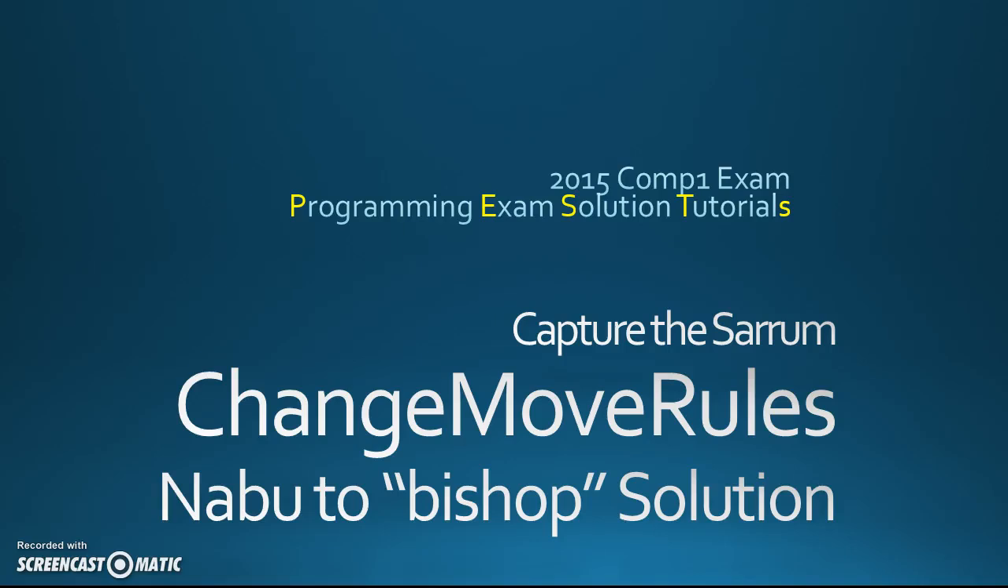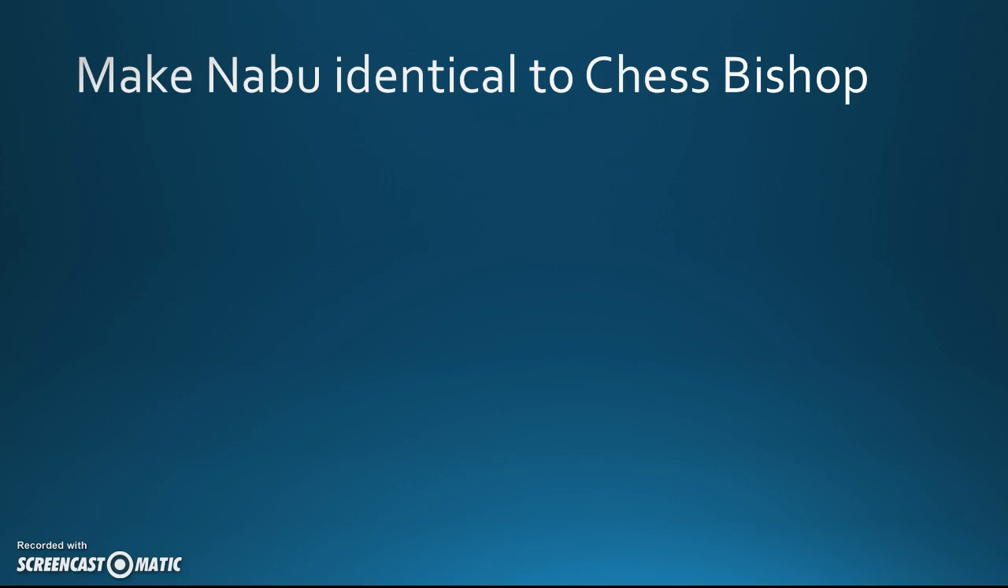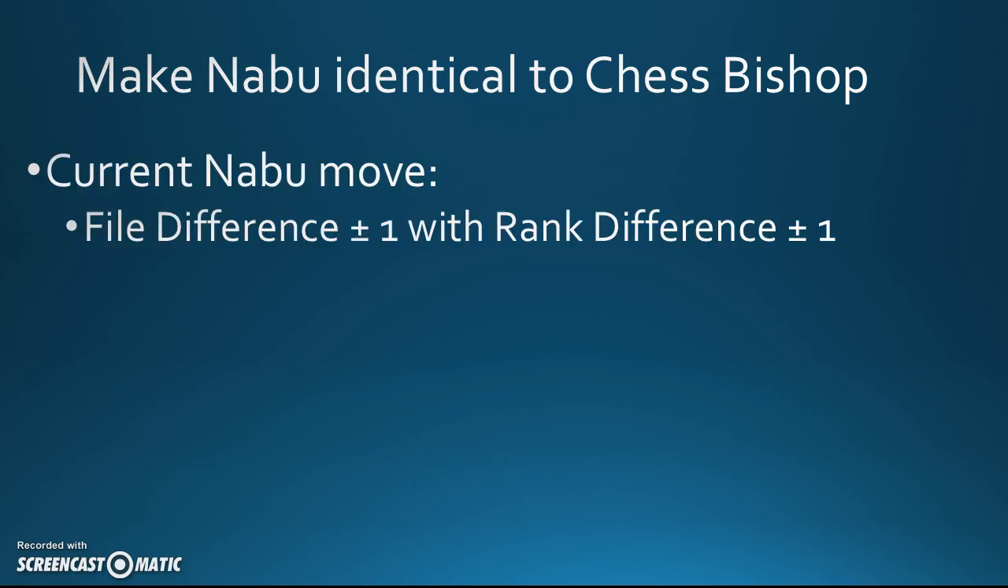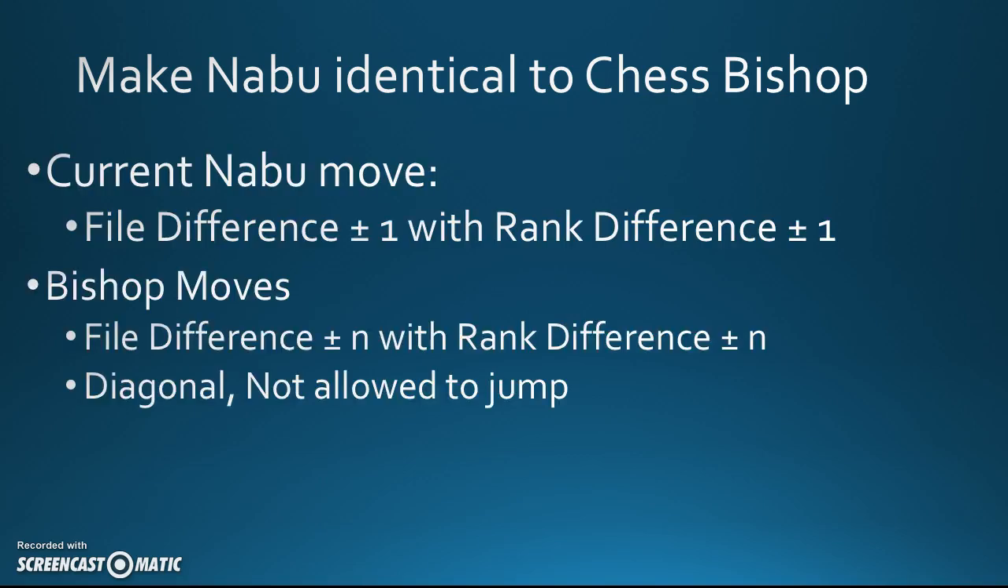Okay, welcome to another programming exam solution tutorial for the 2015 Comp 1 exam. We're looking at the capture the siren code, and we're going to be looking at changing some move rules. And an interesting one is the Nabu, which currently can move one space in diagonals to a full bishop. So let's make sure what we understand by that.